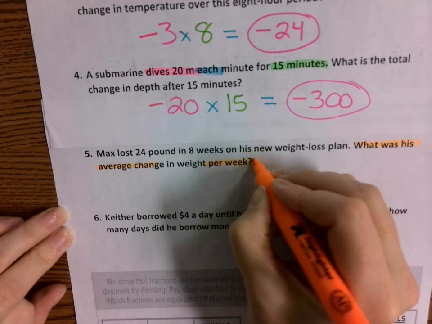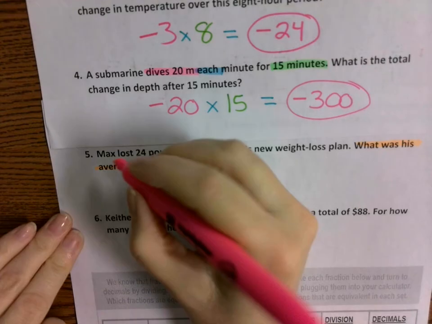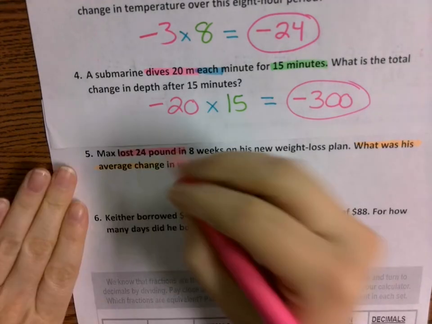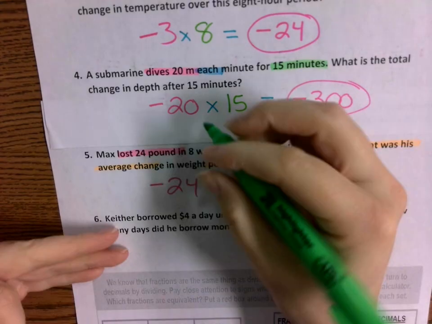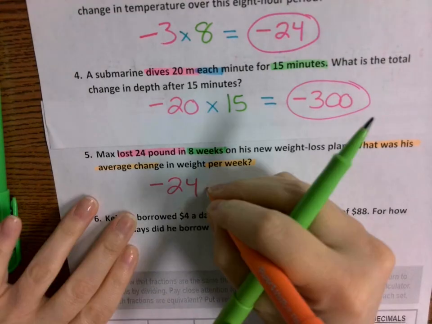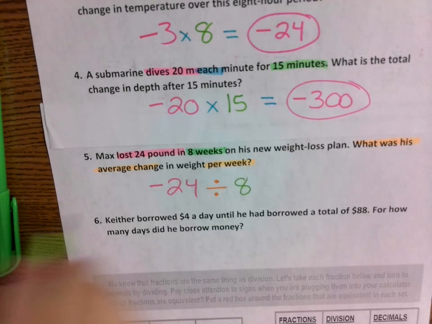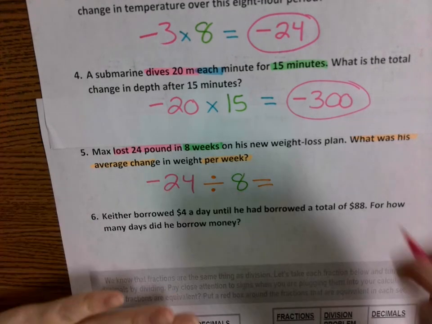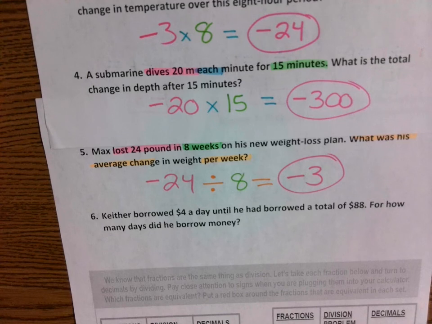So he lost 24 pounds. Lost 24 means that it's a negative 24. And again, time is always positive. So we're taking negative 24. We're going to divide it by a positive 8. So on average, he lost 3 pounds each week.